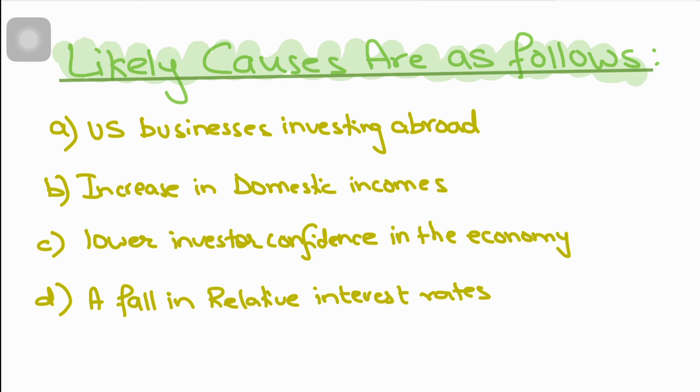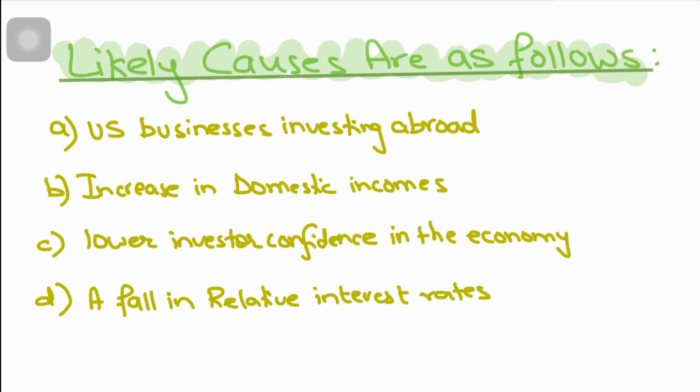And the fourth one that you could talk about, which personally I really like, is a fall in the relative interest rate. It's a good point that you could mention. If interest rates in the USA fall in comparative terms, financial investors will move their money out of the USA's financial institutions to chase better interest rates elsewhere in the world. And this would result in hot money outflows, right?